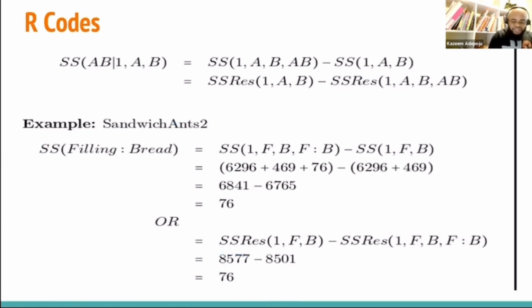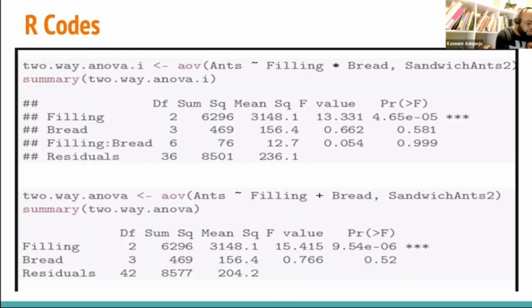And let us see, is that what we have in the table? Take a look at that. Is that not beautiful? That is the same thing as that 76, which is the sum of square interaction in the table.